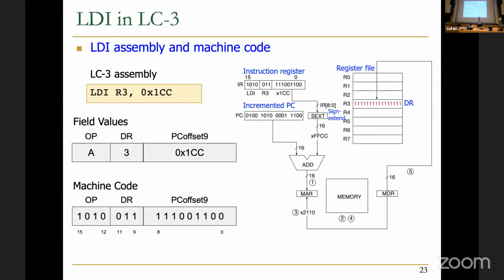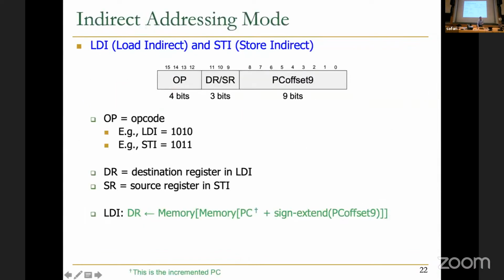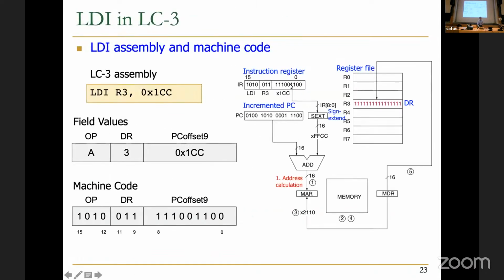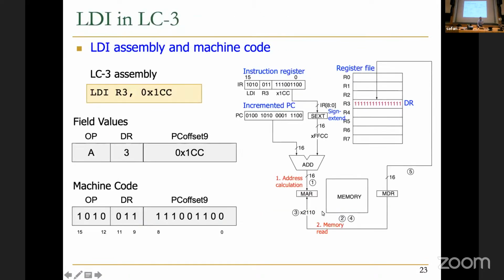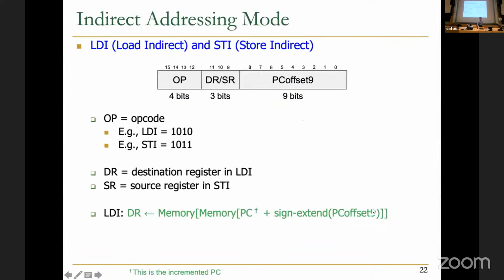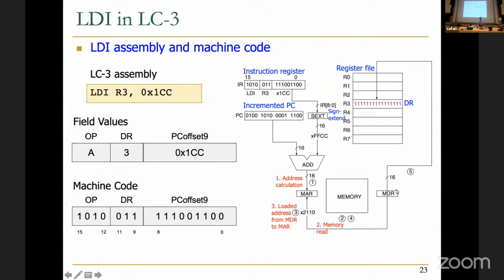Basically, it's going to be very similar, except we're going to do multiple iterations on the memory side. So let's take a look at this. We first calculate the address, incremented PC plus sign extended 9-bit offset, just like we did in LD. And this is the instruction, as you can see. So that address is placed into the MAR. Memory read happens using that address, and the data value is placed into the MDR. But then we take that data value in the third step and put it into the MAR again. Does that make sense?